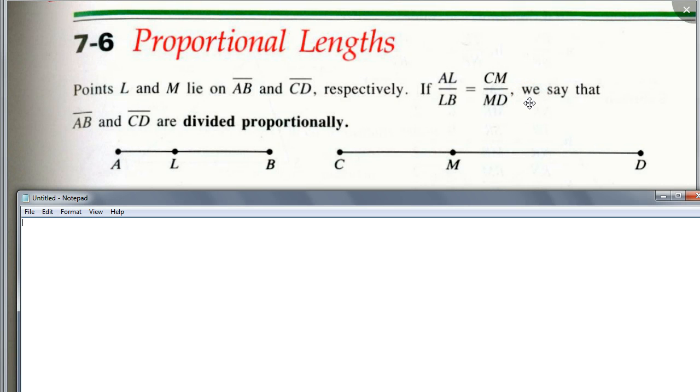So today's topic, proportional length. If you have these two segments like this, where AL over AB is equal to CM over CD, we say these segments are divided proportionally. And why do we need this definition? The next theorem is going to use this definition. Okay? Does this make sense?